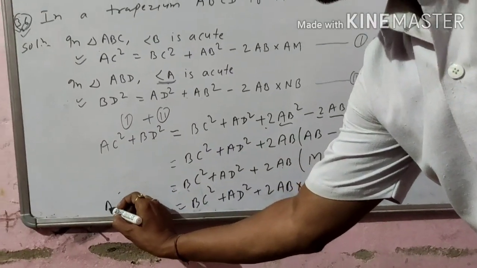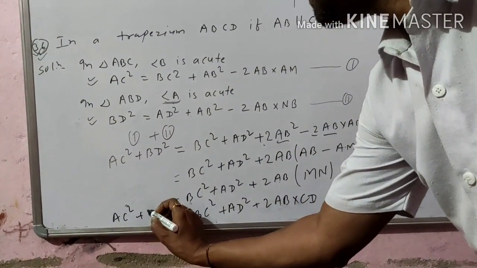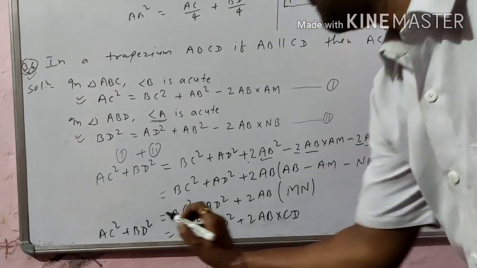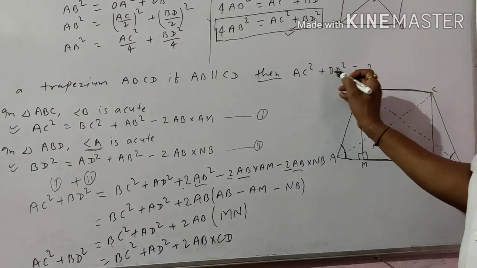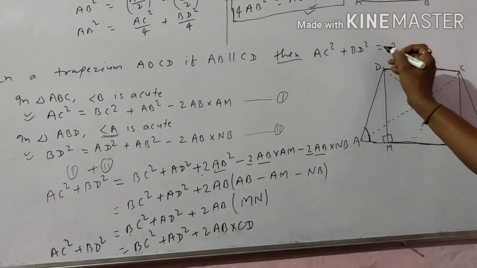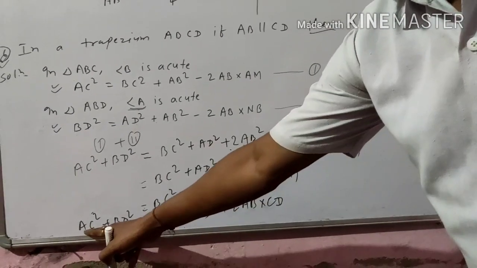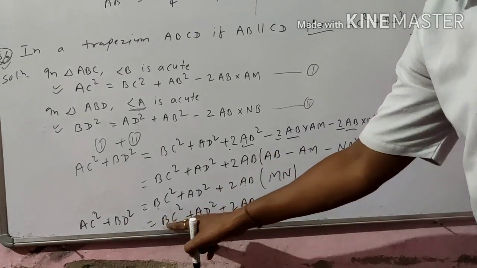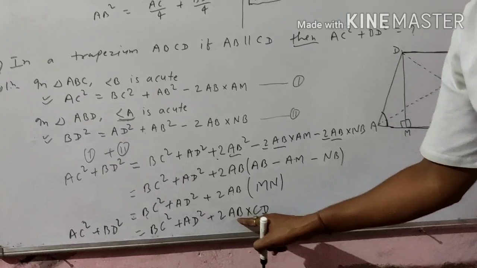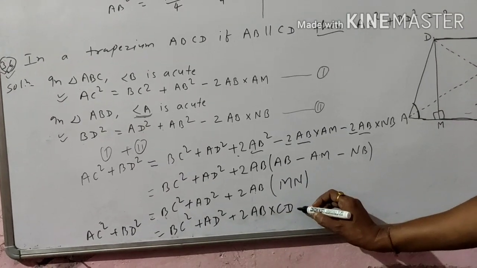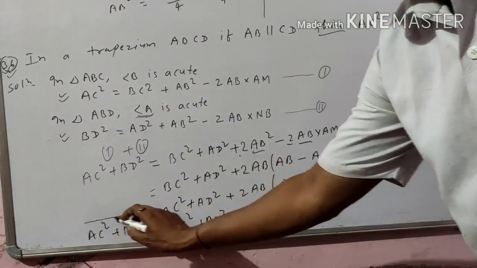So then what is the relation of AC square plus BD square? AC square plus BD square is equal to BC square plus AD square plus 2AB into CD. This is your final answer.